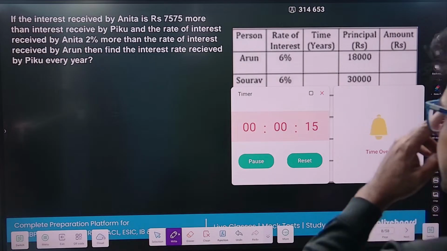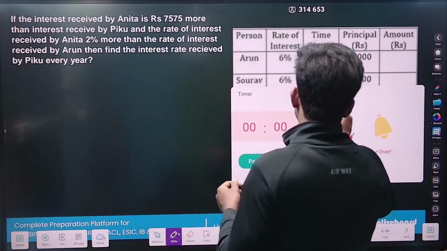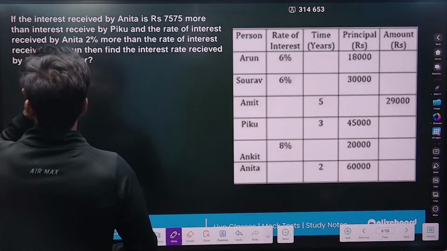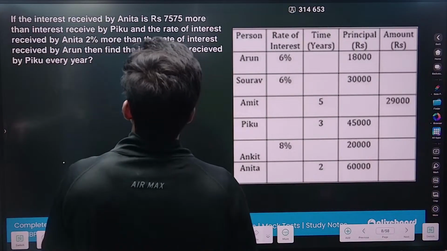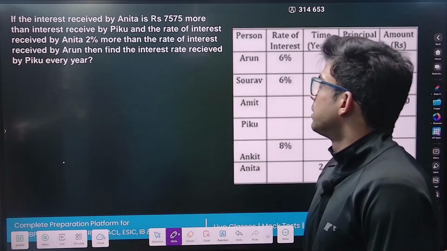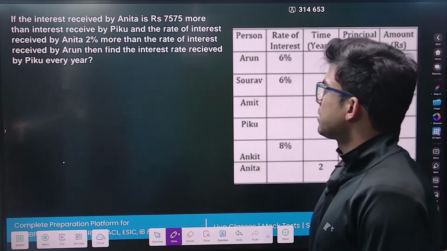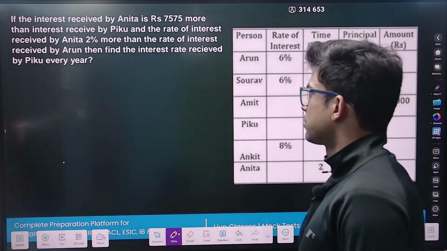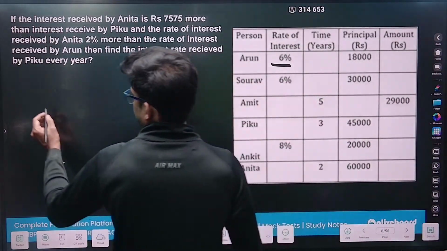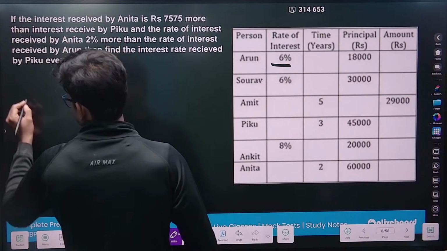Let's try. Let's read what is written here. If the interest received by Anita is rupees 7575 more than the interest received by Piku, and the rate of interest received by Anita is 2% more than the interest received by Arun. So Arun's rate is 6%.